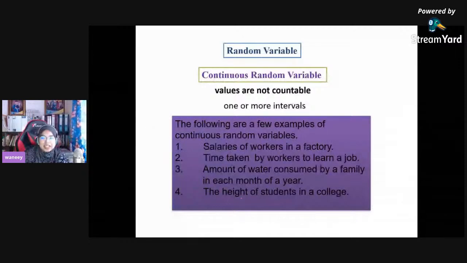And then the height of students in a college, of course, you can put them in an interval. For example, 183.56, 183.5, 183.6, and so on. So they will have some interval for the height of students. Okay, so today we are going to focus on the discrete random variable.